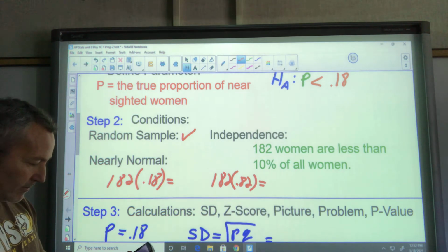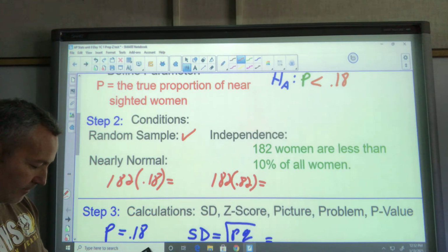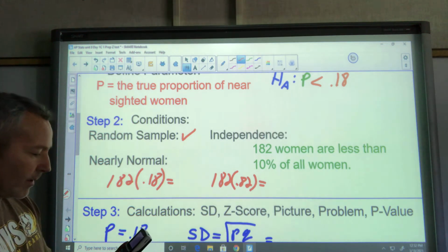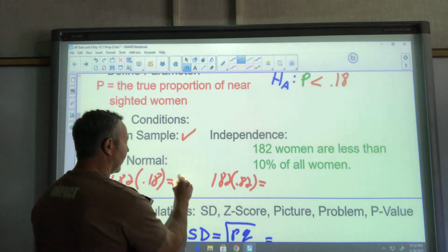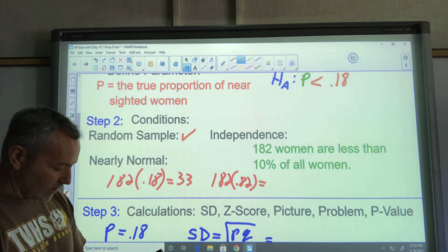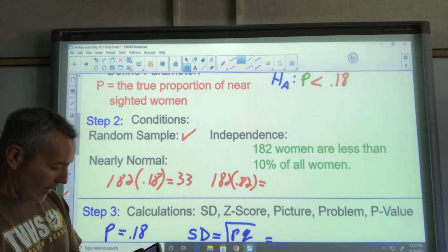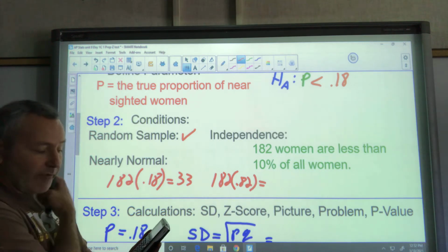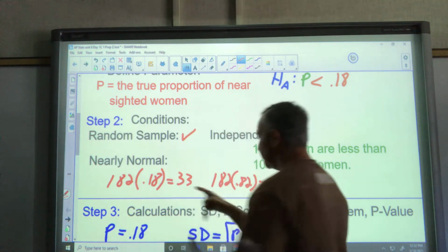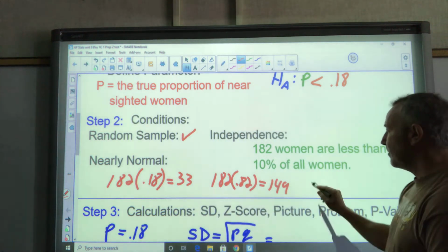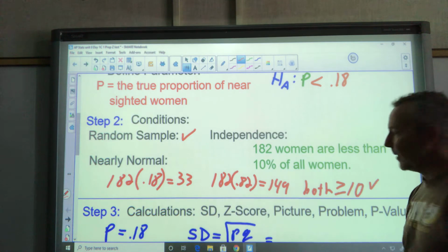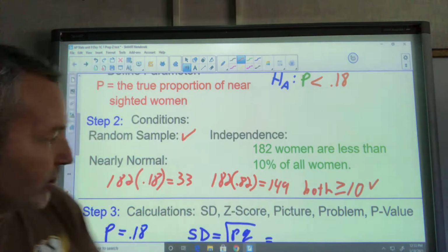0.18 times 182 gets me 32.7. I'm going to round that, say it's 33. And then I have the rest will be here, 182 times 0.82. And that'll be 149.24, and I'll round that to 149. If you notice, both those will add up to the total of 182, but both are greater or equal to 10. That's my condition for nearly normal on a proportion.